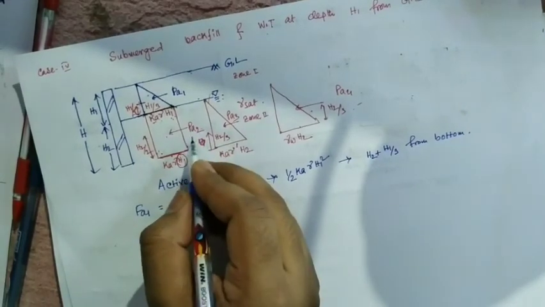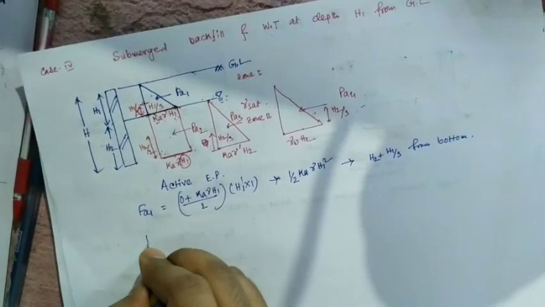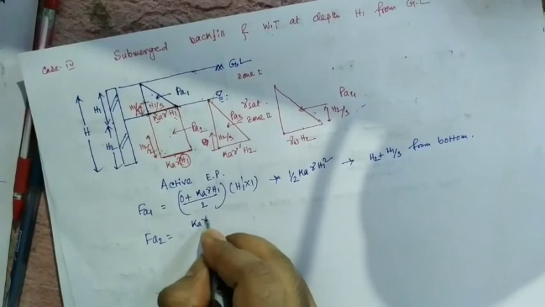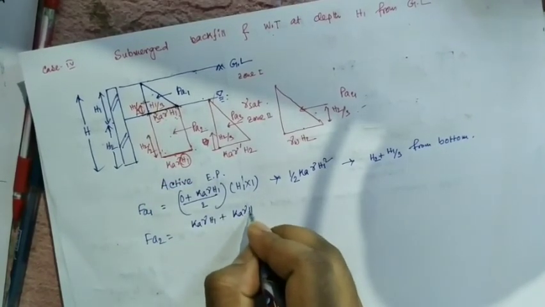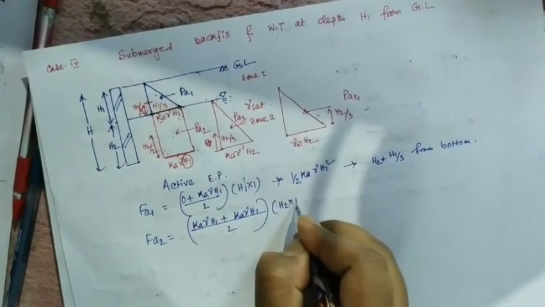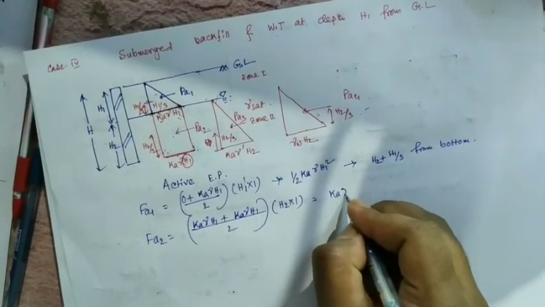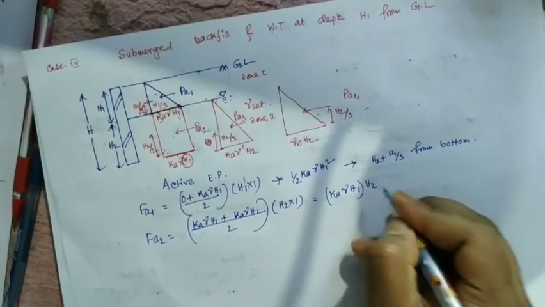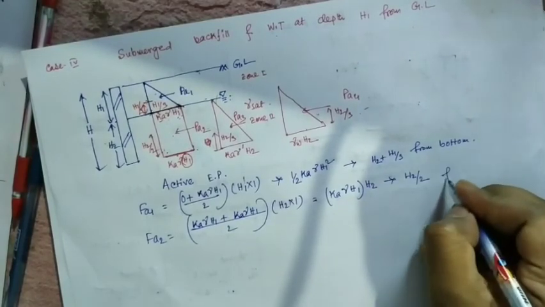What about the second pressure, which is for surcharge? It will be FA2. At top it was Ka gamma H1, and at bottom also Ka gamma H1, so average into H2 into 1. So Ka gamma H1 into H2, and it will act at H2 by 2 from bottom.